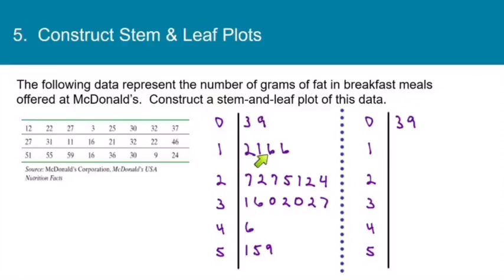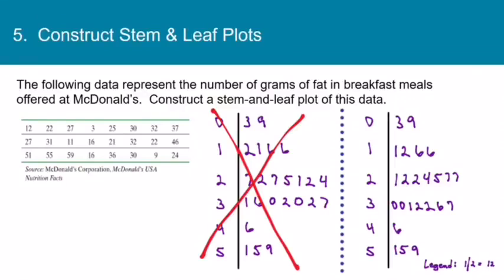This line would be 1266. This line would be 1224577. This line would be 0012267. This line, of course, is just 6, and this line is 159. And then we need to put a legend that tells the reader how to read this stem and leaf plot. So we'll just say a stem of 1 and a leaf of 2 means a value of 12. And that's how you make a stem and leaf plot.